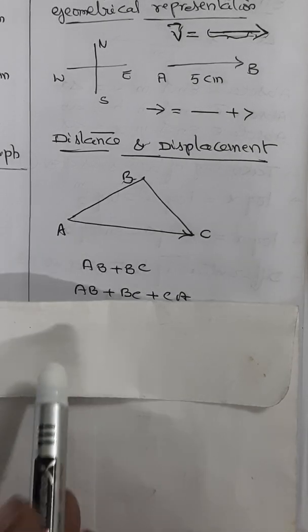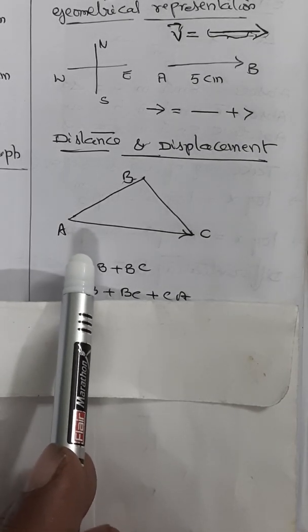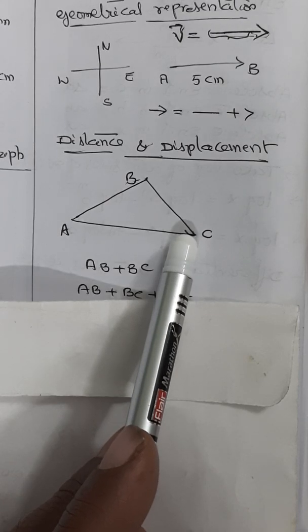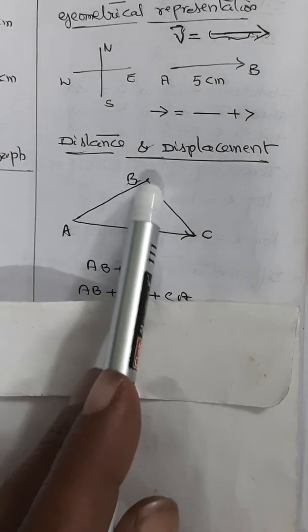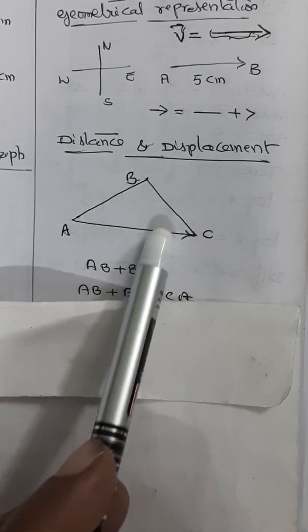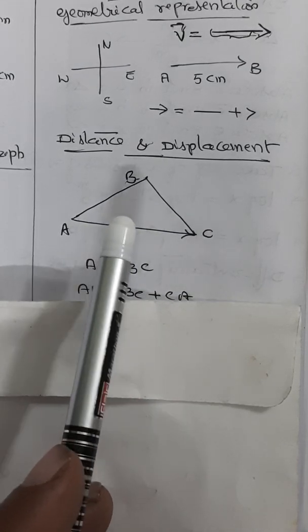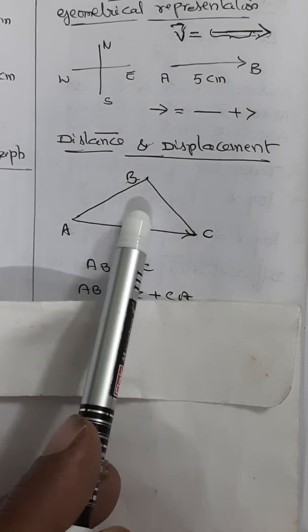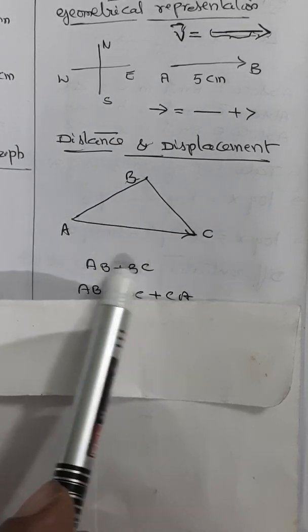For example, suppose an object goes from A to C following the path ABC in a certain time interval t. Then the total distance traveled by the object in the time interval t will be AB plus BC.